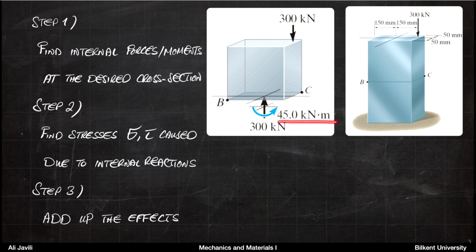And then you have the moment of 45 kilonewton meter, which would keep the piece in equilibrium, because if you think of equilibrium of moments with respect to this point, the force that you have here has a distance of 150 millimeters. So it would cause a clockwise moment. You would need an internal moment in the opposite direction to cancel that, which would be 300 kilonewton times 150 millimeters, and that gives you 45 kilonewton meter. All right, so this is your first step. The next step is to calculate the stresses due to each of these components separately.